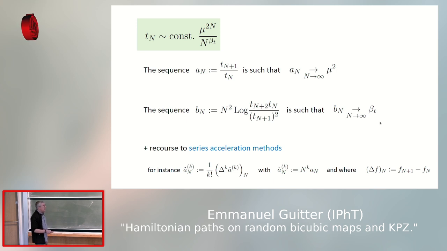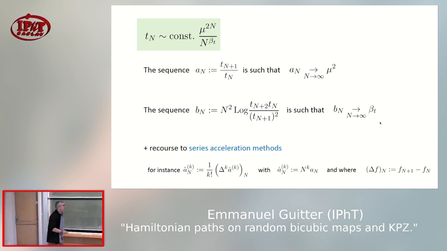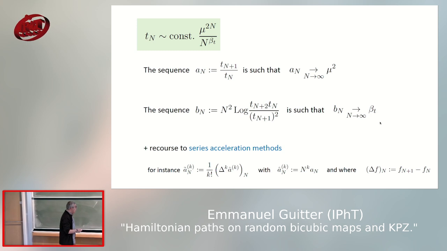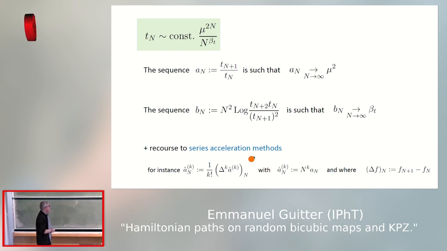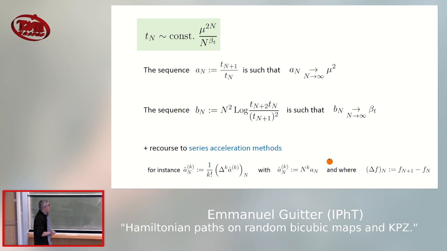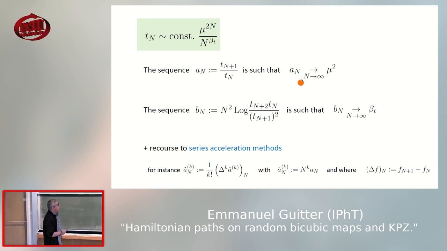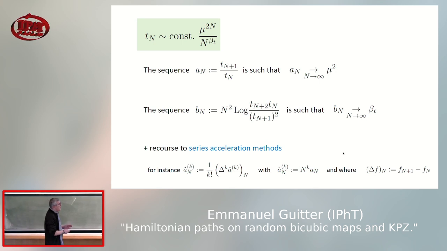If you do that, and only that, you won't get very reliable results. What you have to do also is use some acceleration methods, which corresponds to replacing one of these sequences by another sequence which has the same limit but converges faster. One way, for instance, is to look at this sequence defined in terms of the finite difference operator, which basically suppresses the first corrections and lets you converge much more rapidly.